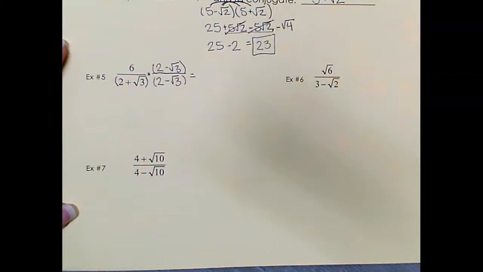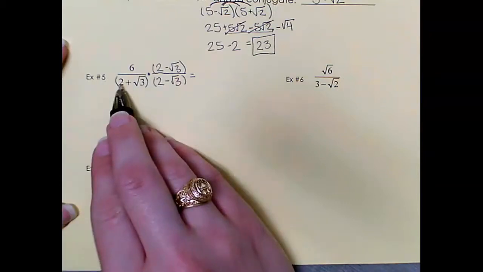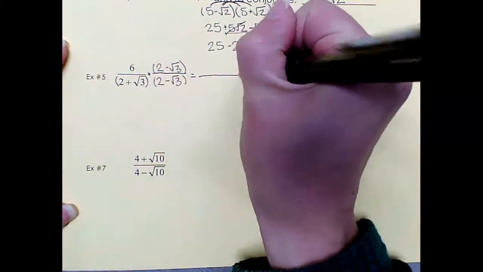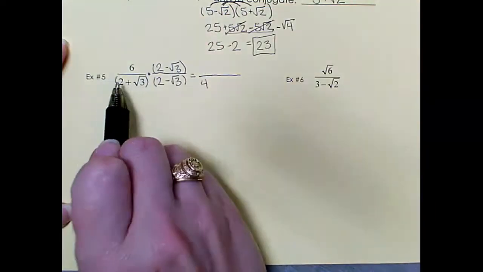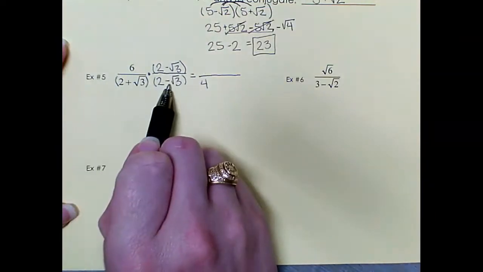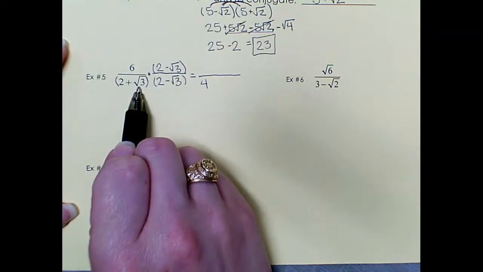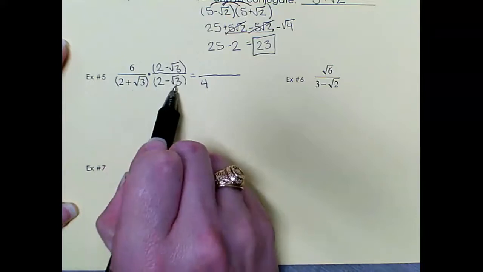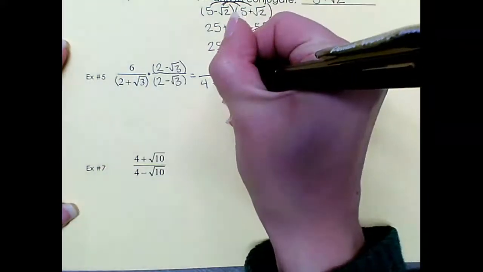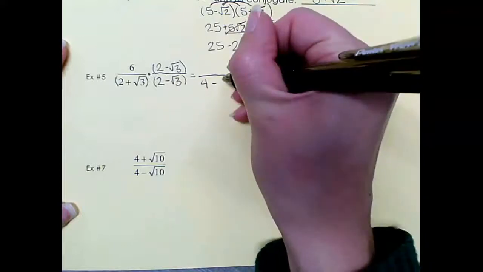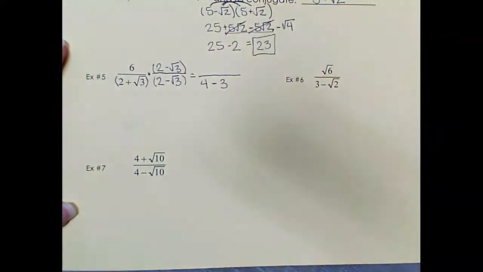So if I multiply, 2 times 2 is 4. 2 times negative square root of 3 and 2 times positive square root of 3 will cancel out. And then I'll have square root of 3 times negative square root of 3, which is just minus square root of 9, which is 3. So I'm going to give you a moment to think about that because I didn't show my work, but I talked through it.